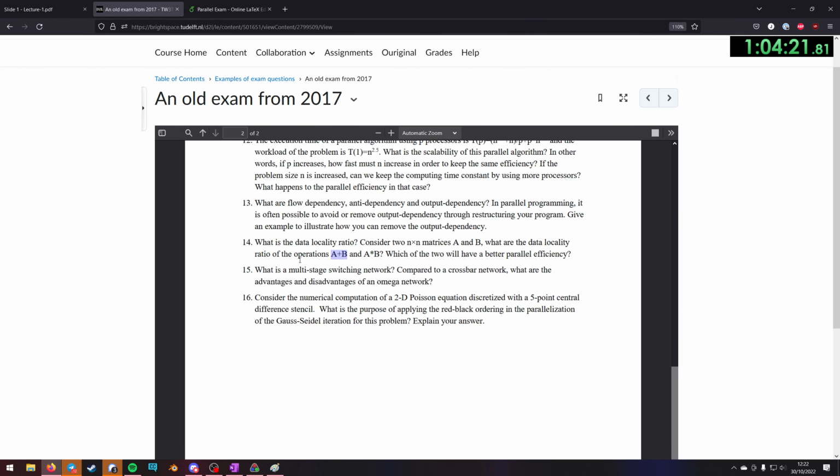Okay, 15. What is a multi-stage switching network? I guess an example is the Omega network, right? It's dynamic, like you have multiple rows of switches. And compared to a crossbar network, I'm guessing a crossbar is a static network where you have one layer in the middle. Is a crossbar static or dynamic? I'm not even sure, to be honest.